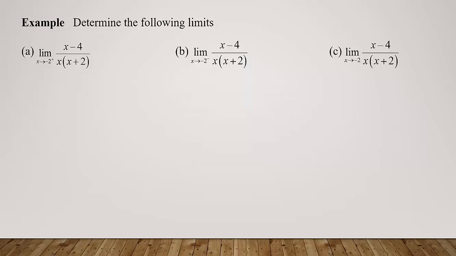I'm going to head off to the chalkboard to work through it. Before I go, though, please note that for all three parts, x equals negative 2 is a vertical asymptote for the graph of the function (x minus 4) over (x times (x plus 2)). And that tells me that right now I know for parts A and B, my answer has got to be either positive infinity or negative infinity. So let's head off to the board and figure out which it is.